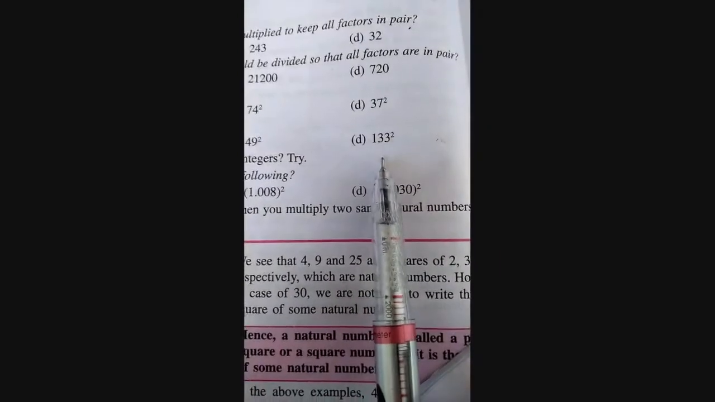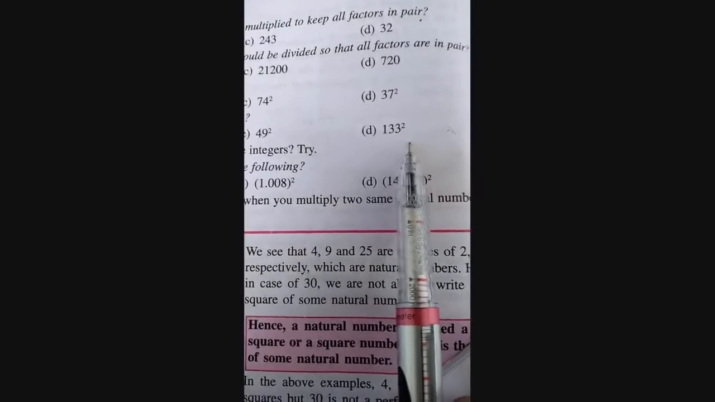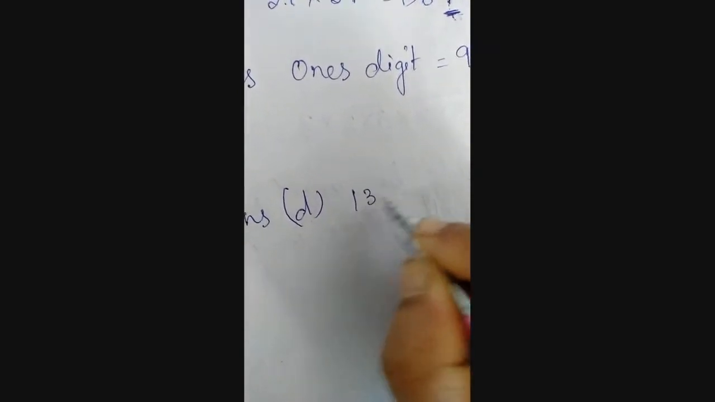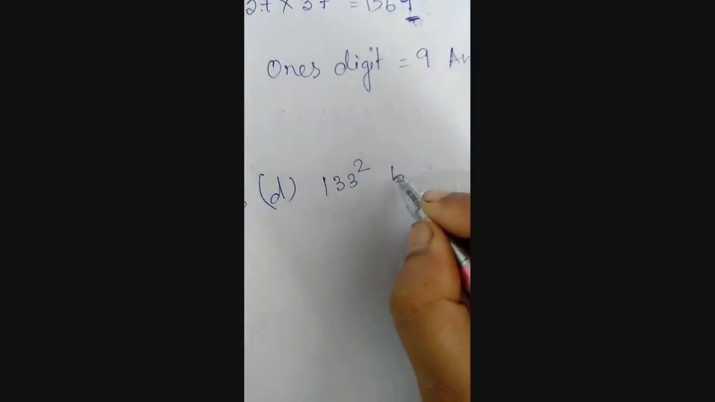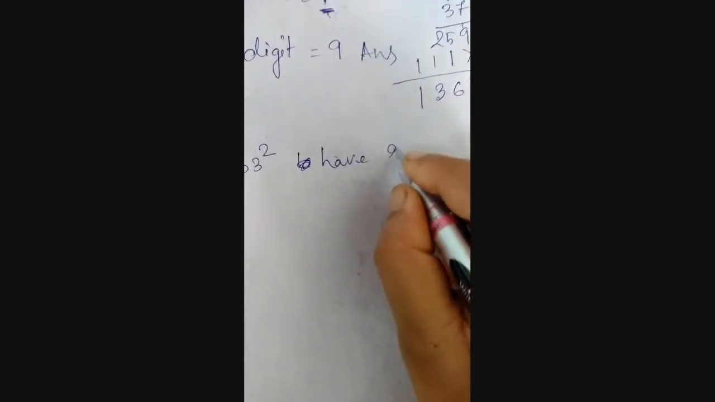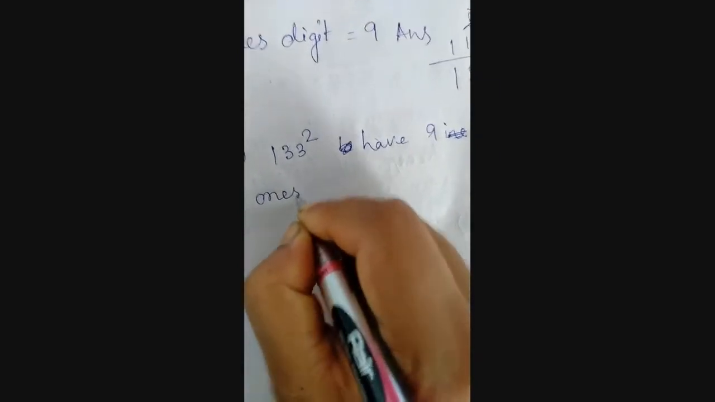Let us go to the last one. 133 into 133: 3 into 3 is 9. So the answer is in part D. That means the answer is part D: 133 square has 9 in ones place.